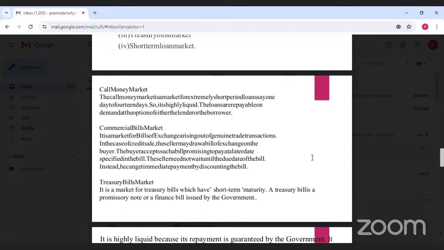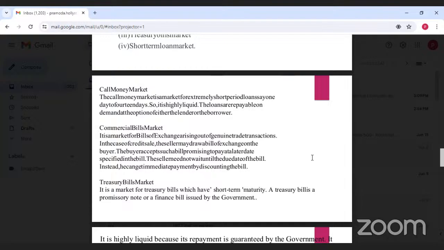That means it is a market where loans are lent for a very, very short period of time, for a maximum period of 14 days. That means within 14 days, the one who has taken the loan has to repay it. So 14 days is the maximum time limit given to the borrower for repayment. So this call money market is a highly liquid market.